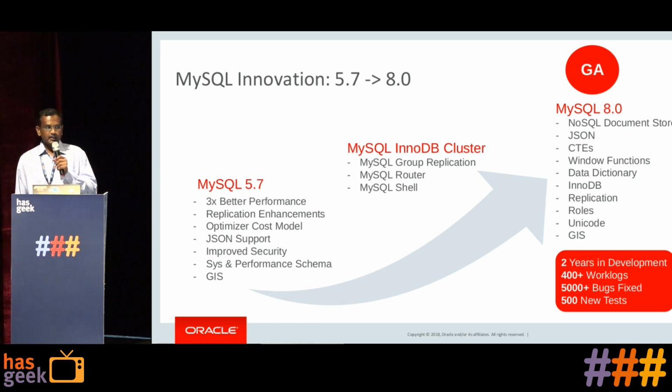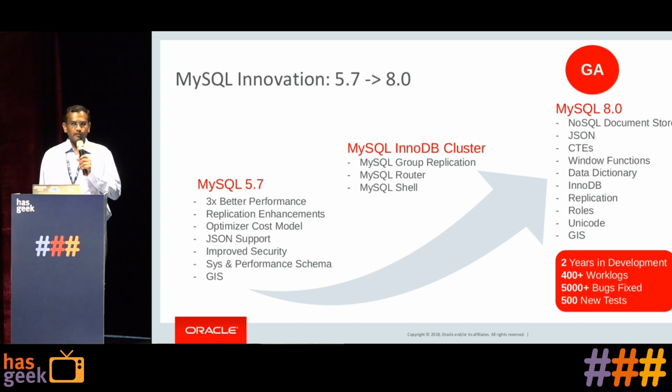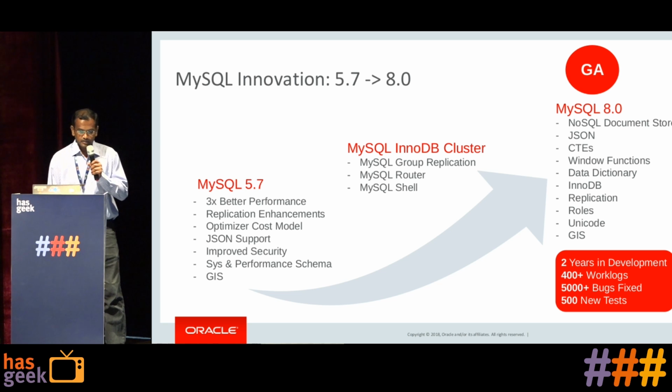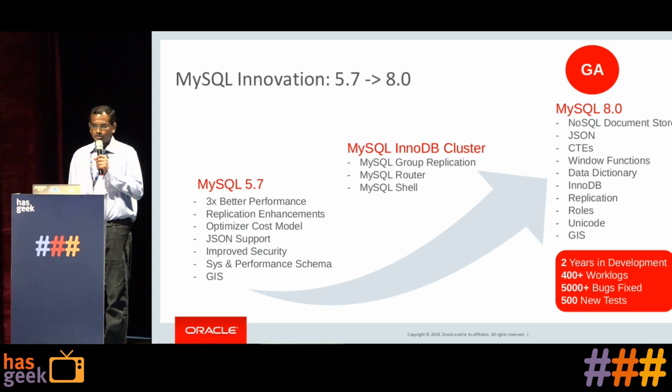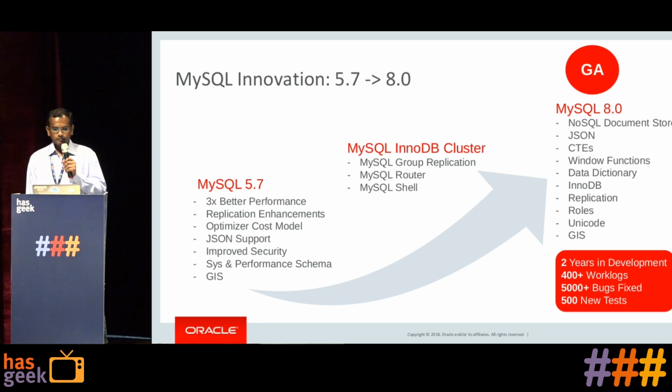And again, very nice improvements for InnoDB. And we have got a very nice replication improvement. We're going to see those in the slides. We've got roles introduced, and we've got Unicode. We're going to see how emojis are getting supported. And the last thing is GIS, a nice improvement on GIS as well.